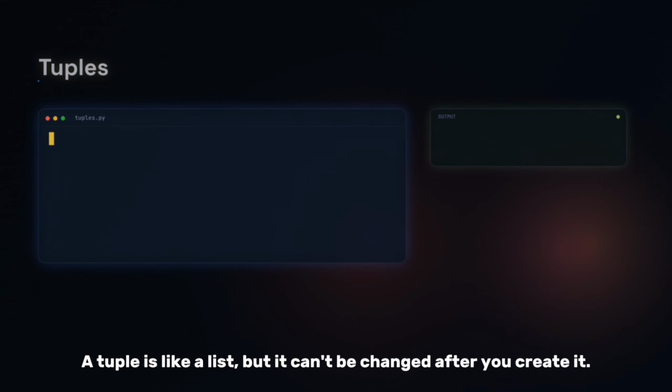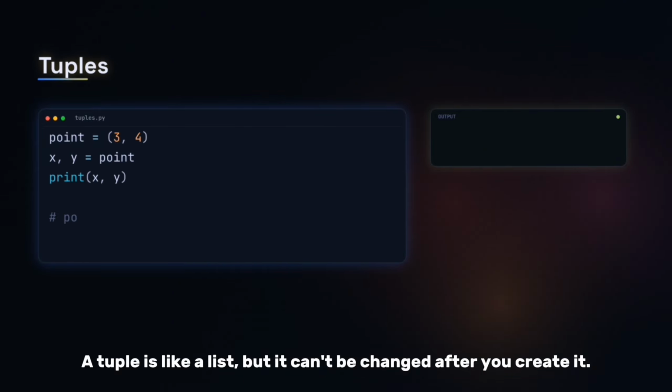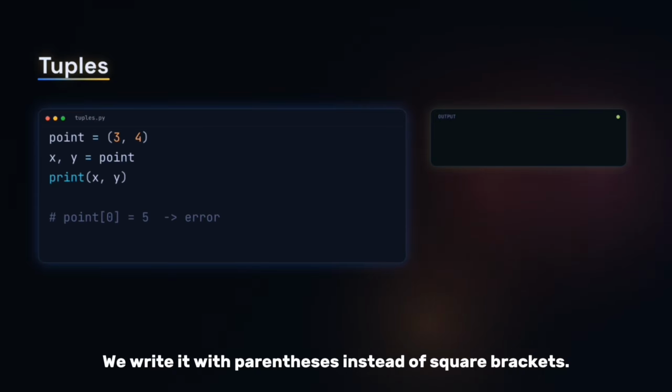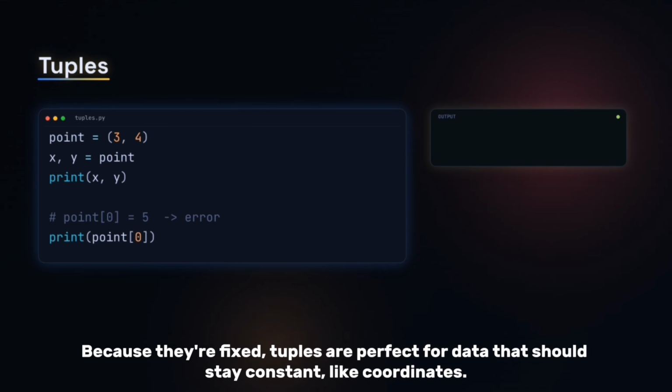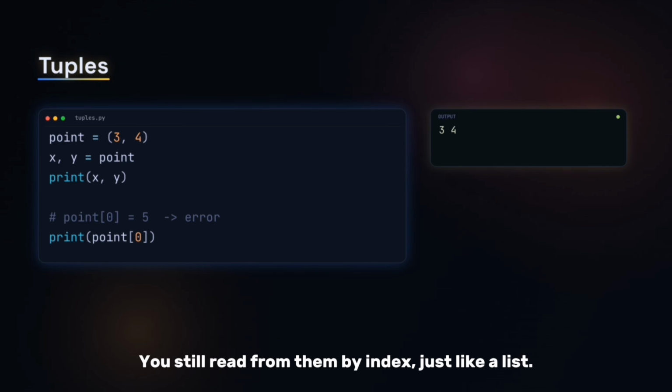A tuple is like a list, but it can't be changed after you create it. We write it with parentheses instead of square brackets. Because they're fixed, tuples are perfect for data that should stay constant, like coordinates. You still read from them by index, just like a list.